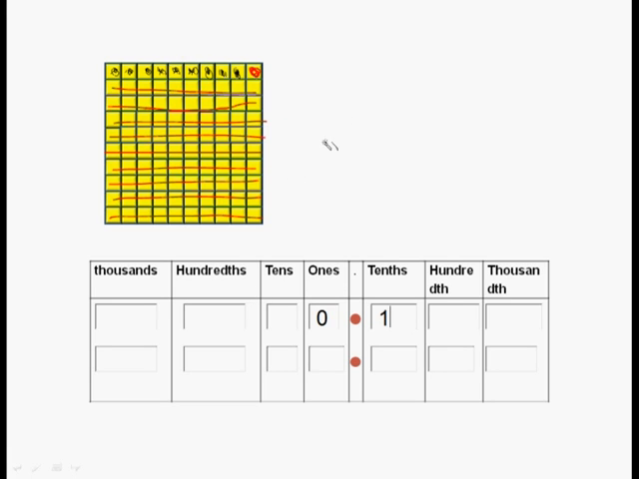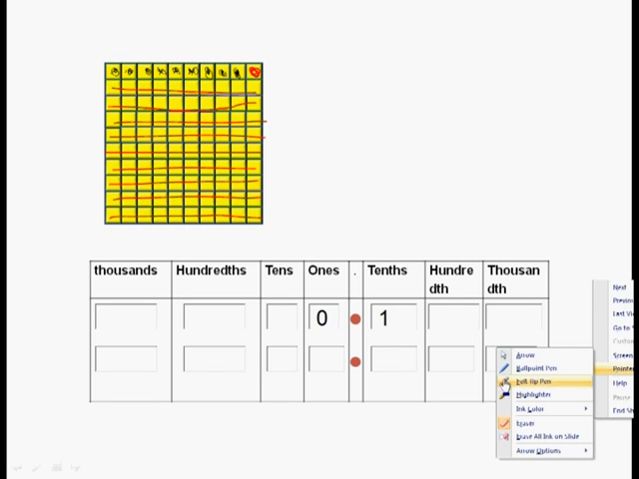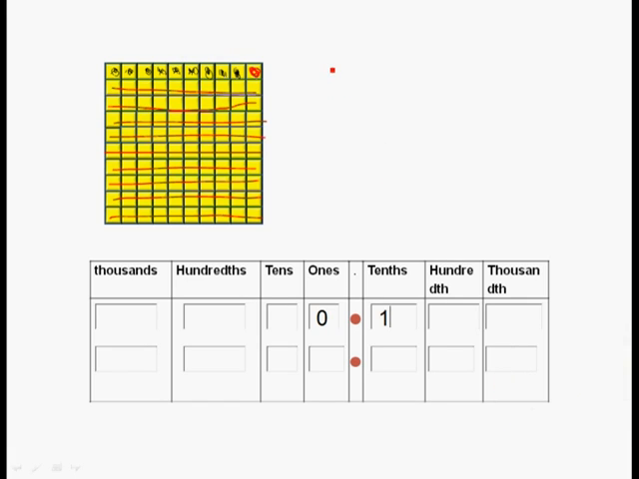Okay. Alright. Now here's a little exercise I'm going to give you now. You're going to write this number where it belongs. Are you ready? 0.125. Write this now in this chart. So pause the video and write this number in this chart. Very good.